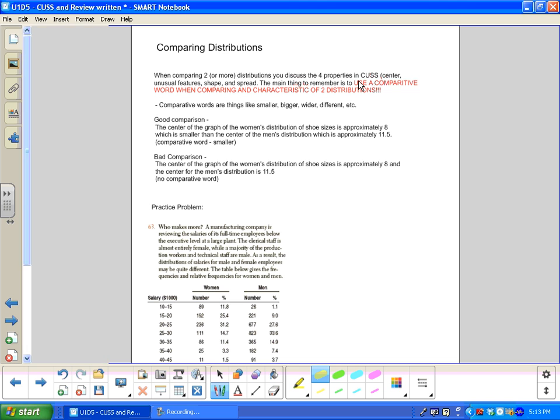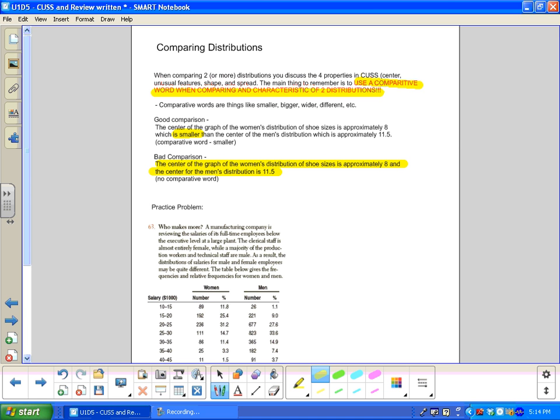So, right here, let's highlight it, even though it's in red. You will remember, I was very specific about this. A good comparison is one that uses a comparative word. Right here, smaller. This mean, or this center, is 8, which is smaller than the men's distribution, which is 11.5. All right. The bad comparison would just be to list the two, like this right here, and not give a comparative word.